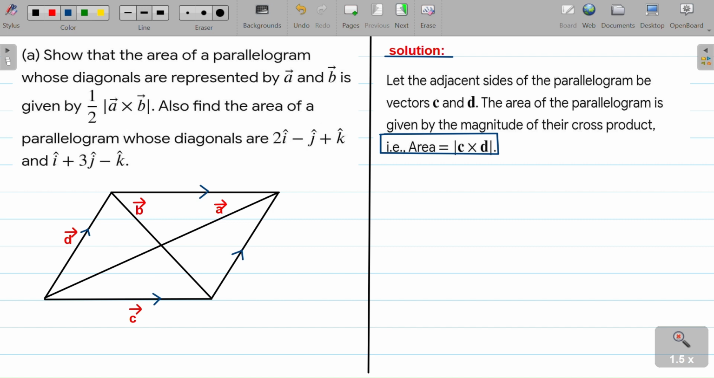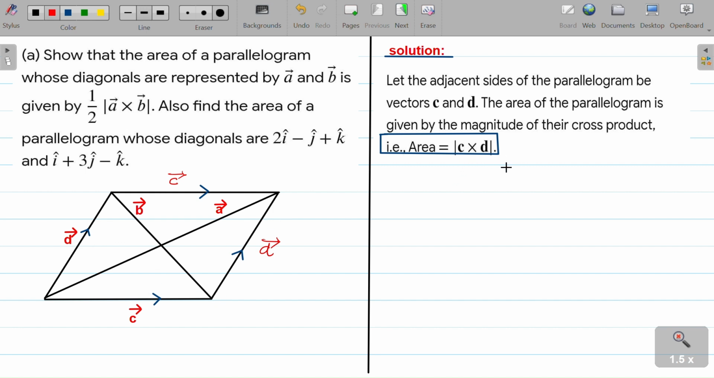So the solution: we have taken the adjacent sides of the parallelogram to be the vector c and d. One is c vector and the other is d vector. In a parallelogram, if this is c vector, this is also going to be c vector, and if this is d vector, this is also going to be d vector. So we know that if adjacent sides are given, the area of the parallelogram is the magnitude of their cross product. If two adjacent sides are given, the area of this parallelogram will be c vector cross d vector.